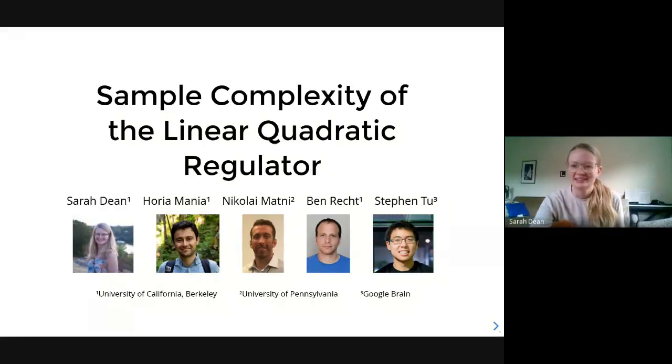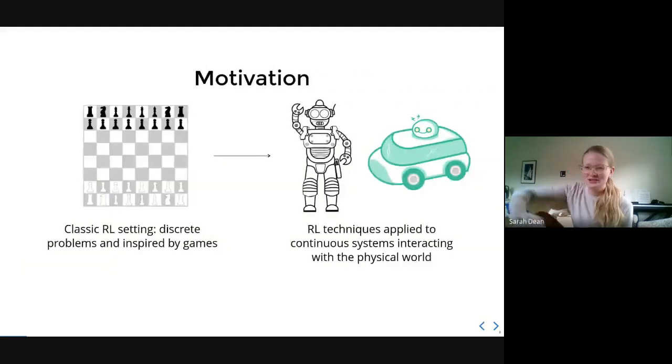All right, thank you. So I'm Sarah, and like it was said, I'm presenting some work on the sample complexity of the linear quadratic regulator, which I'll explain in more detail, what exactly that means and why that belongs in an RL seminar. This is joint work with a lot of great people. We were all at UC Berkeley when we did this, Horia, Nikolai, Ben, and Stephen. But since then, Nikolai has moved to UPenn and Stephen has gone off to Google Brain. So this is really a joint work. It was a long effort, I think started in 2017, published finally last year. So with that, I'll get started. I'll also say I think I limited myself in terms of my number of slides correctly, so I should have plenty of time for questions and feedback. So I definitely encourage that.